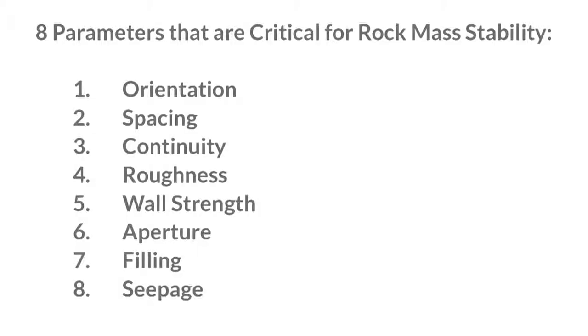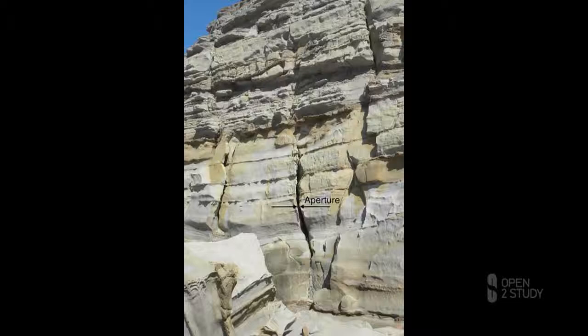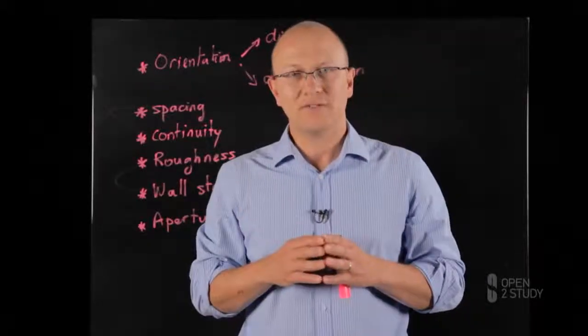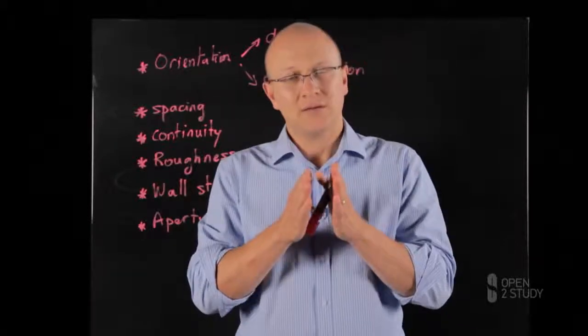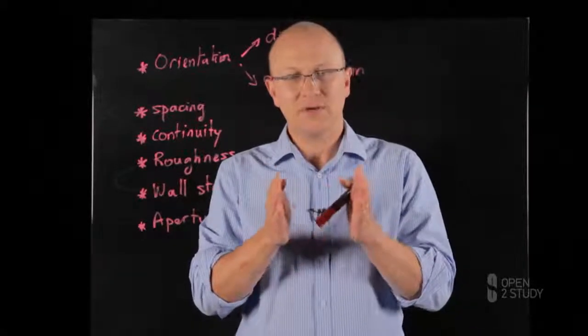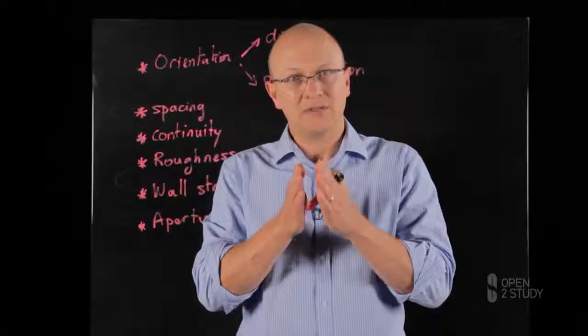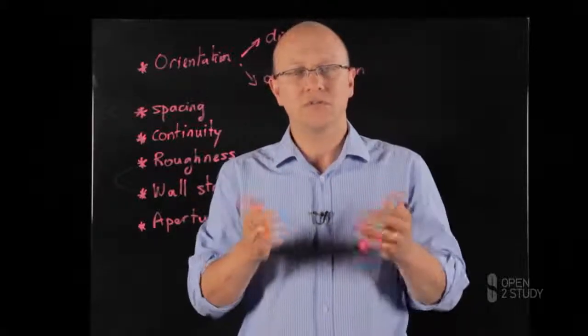The sixth parameter is the aperture. It is the distance between the two walls of the joint. Aperture is illustrated in this photo, and you can see that it might vary significantly for different discontinuities, and again, just for one discontinuity, an average value might be used. Aperture is relevant for the stability of a rock mass because typically the more open a joint, the less strength it will have. This is because aperture limits the interaction between the two walls of a discontinuity.